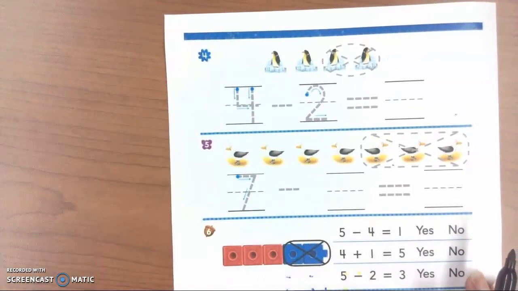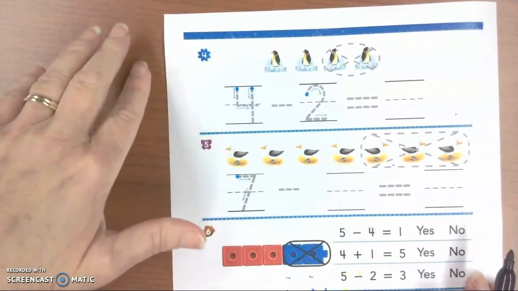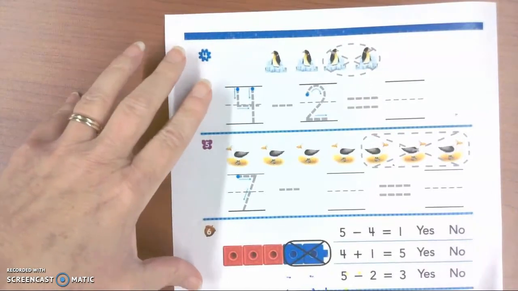This is Go Math chapter review for chapter 6, and this is part 2. So 1 through 3 were on video part 1. This is part 2. Question number 4.